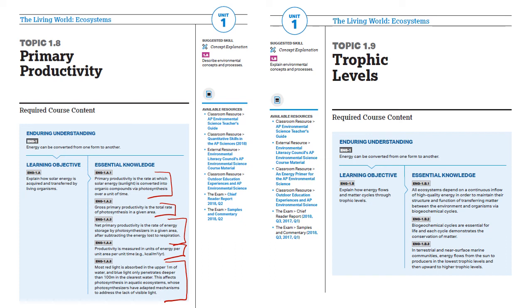We talked about trophic levels. So all ecosystems depend on that continuous inflow of energy via sunlight. So that high quality energy that they like is the sun in order to maintain structure and function of that ecosystem. And then you have those biogeochemical cycles, which will cycle matter through the ecosystem. So we didn't talk a lot about the biogeochemical cycles here, but we talked about nutrient cycling. Okay, and that's what they mean here. Okay, and then we have terrestrial and near surface marine ecosystems. The energy flows from the sun, okay, to the producers.